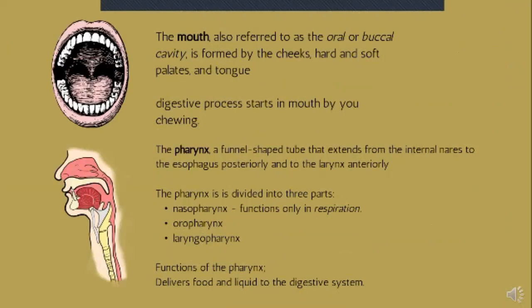So there are 6 organs in the GI tract, right? So I will be discussing each one of them together with their functions. The mouth, also referred to as oral or buccal cavity. Bucca means cheeks. It is formed by the cheeks, hard and soft palates, and tongue.